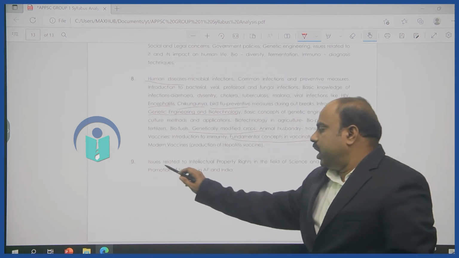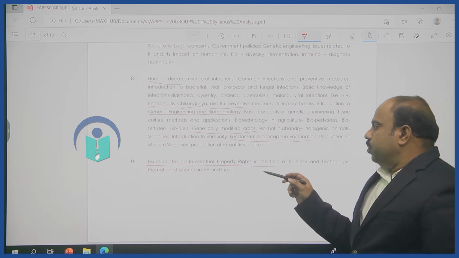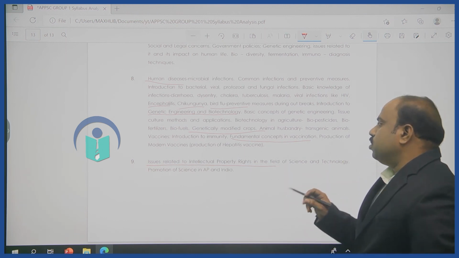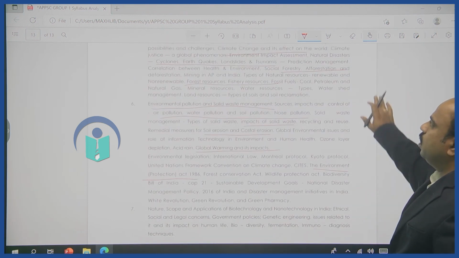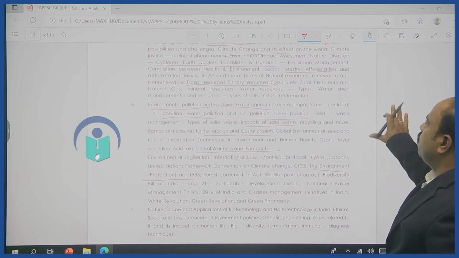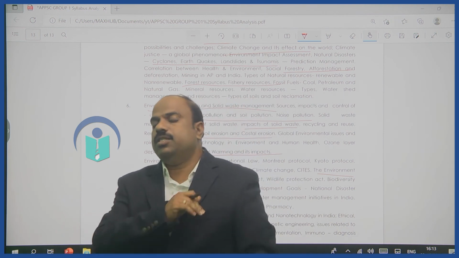So at the same time, coming to the international issues: issues related to intellectual property rights in the field of science and technology, promotion of science in Andhra Pradesh. So these are the important areas where you need to concentrate for the mains paper.